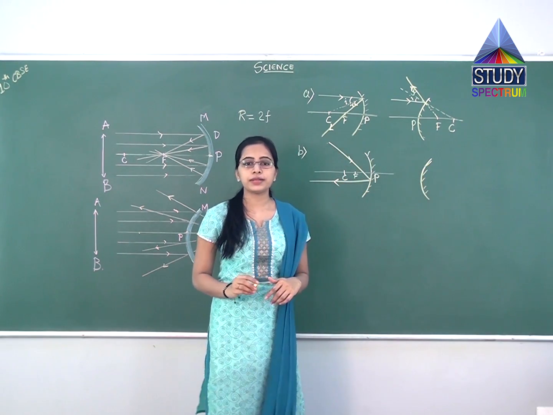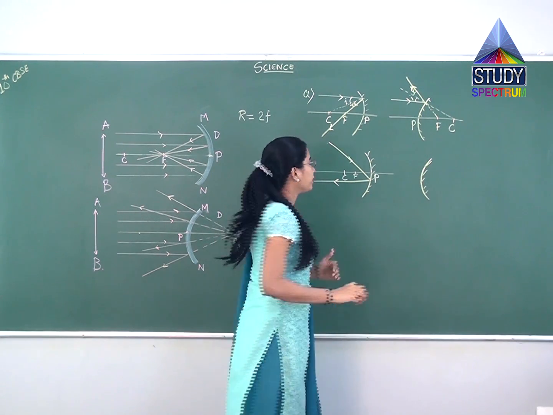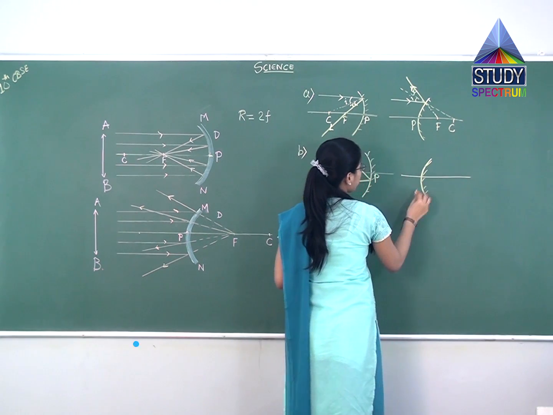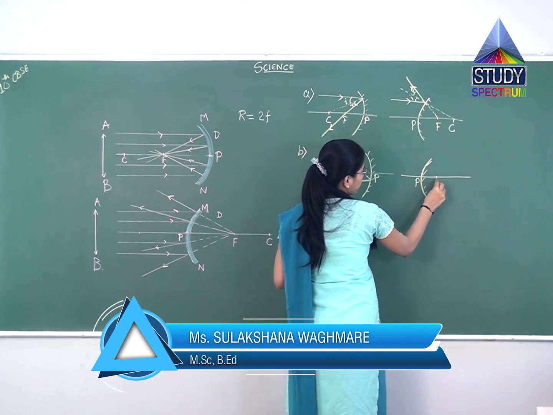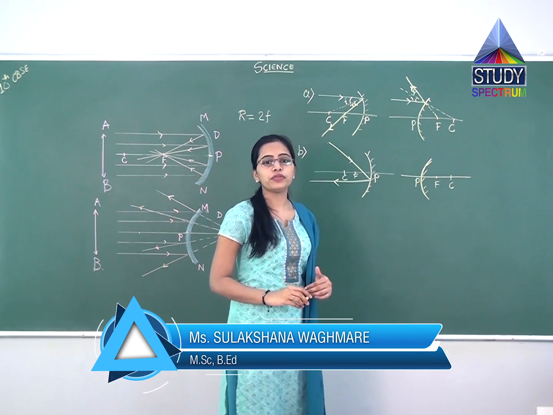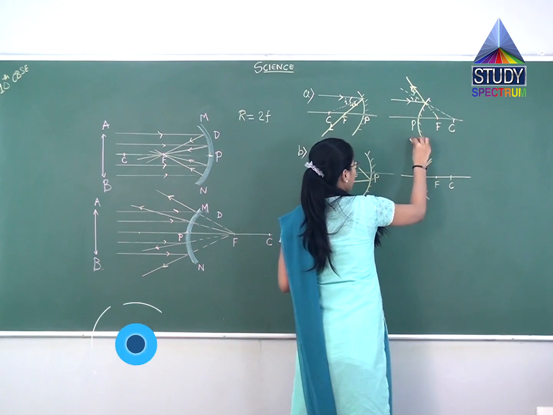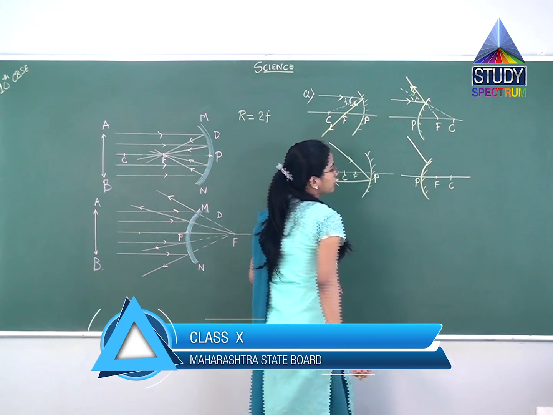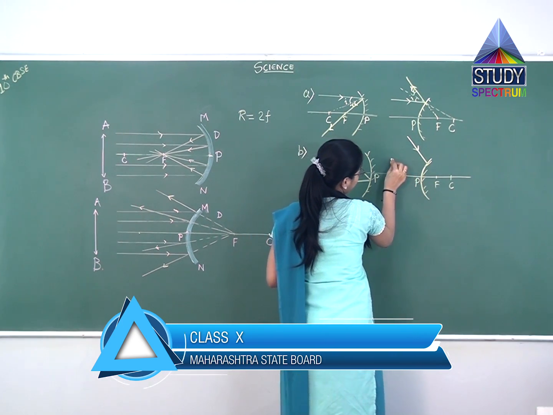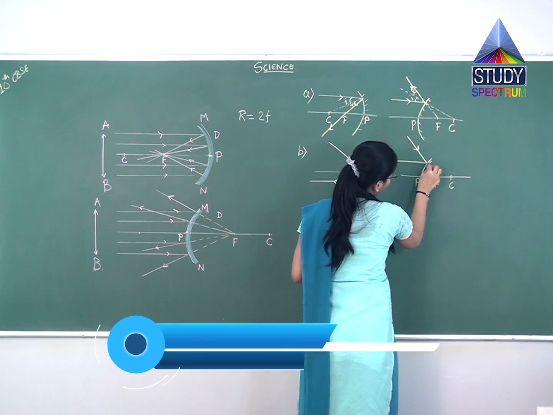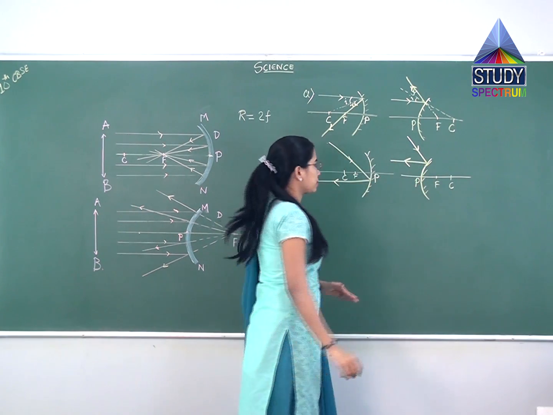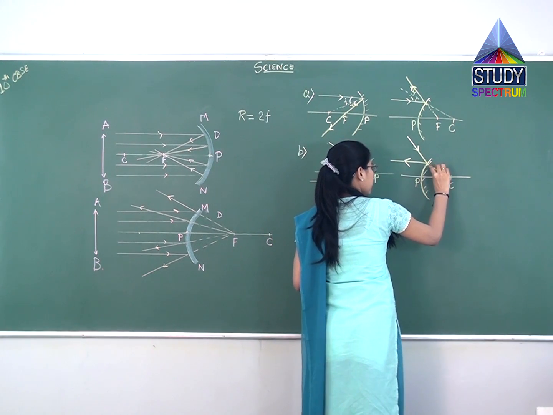This is my convex lens. Now you can see, suppose this is the principal axis, this is your pole, this is your focus, and this is your center of curvature. Now you will see that this is your incident ray, and after reflection it will become parallel to the principal axis.